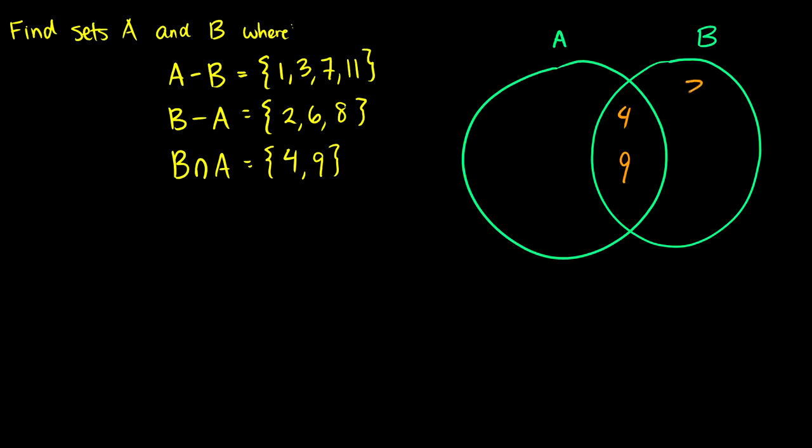So we know 2, 6, and 8 are going to lie in this area over here. And for A minus B, we have 1, 3, 7, 11. So we know that 1, 3, 7, and 11 are going to be in this space here. So we can see our sets here.